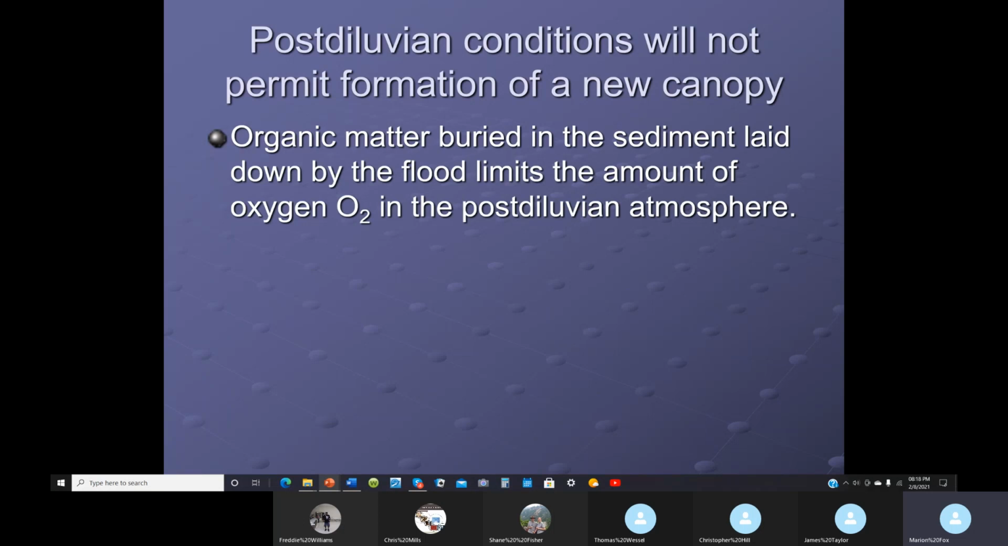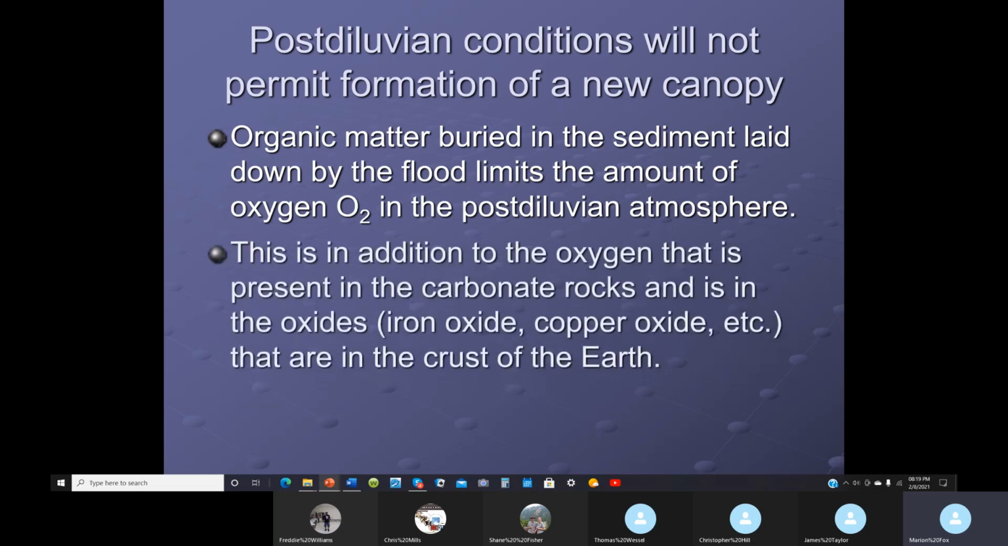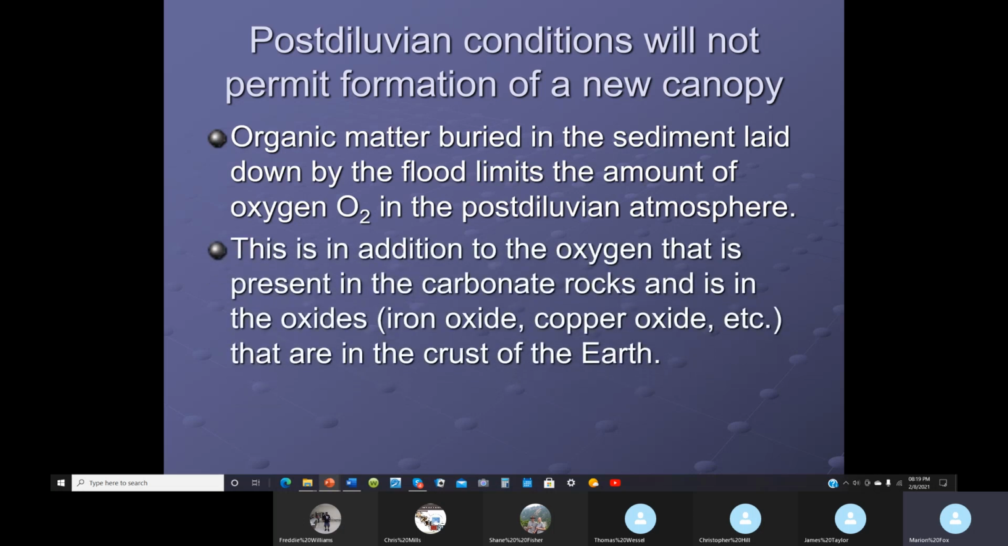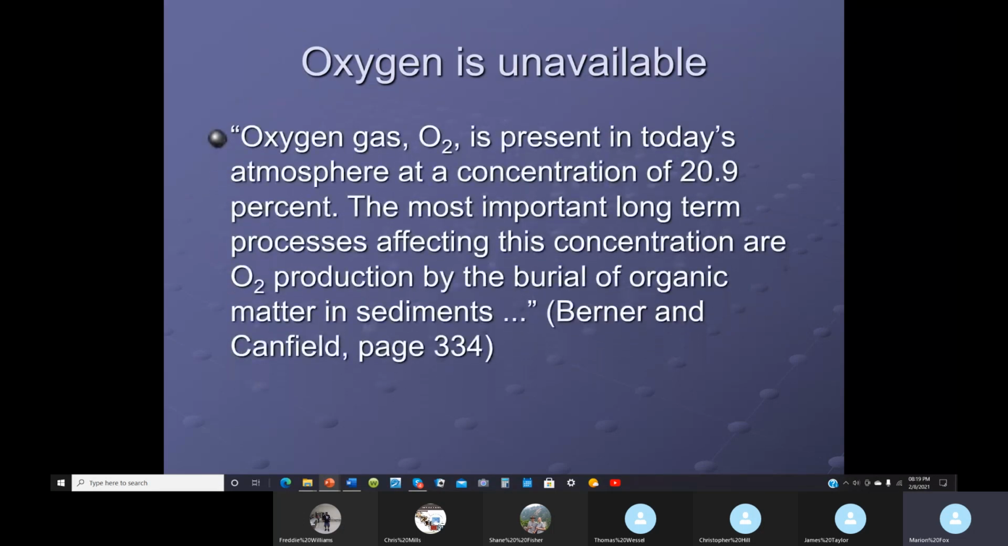God saw to that. Organic matter buried in the sediment laid down by the flood limits the amount of oxygen in the post-diluvian atmosphere. Organic matter stored some of it as well. This is in addition to the oxygen present in the carbonate rocks and in the oxides, like iron oxide, which in Oklahoma gives us a lot of red soil, and copper oxide and so forth in the crust of the Earth. Various metals will oxidize, copper and iron and so forth. We call iron oxide rust in the United States. That's our word for it.